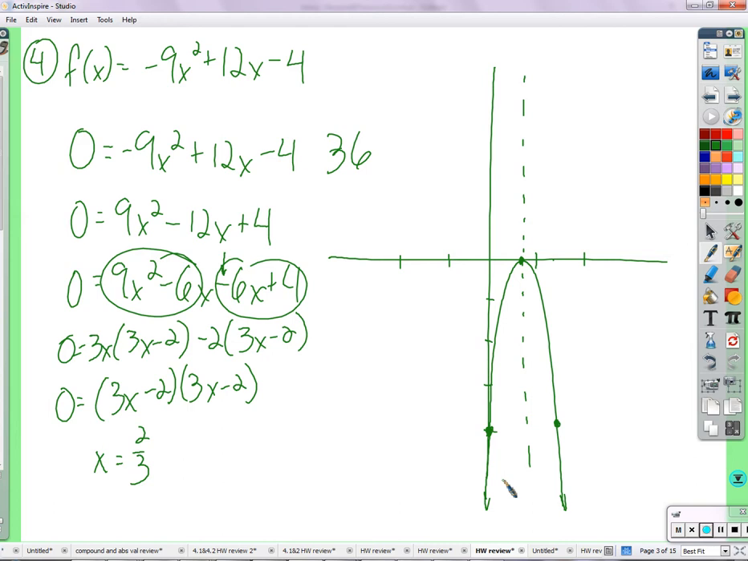Could we have told, even before we got started, how do we know when it opens down? Because it's negative, the coefficient. Negative coefficient for x squared.